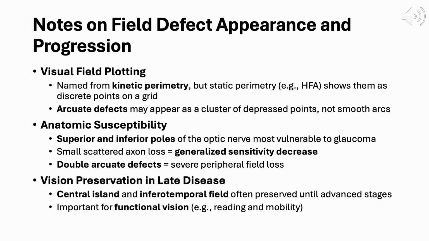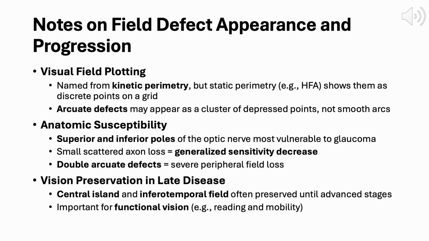This next slide highlights key points about how visual field defects are plotted, which anatomical regions are most susceptible, and how vision tends to be preserved even in later stages of the disease. When we talk about visual field defects in glaucoma, it's helpful to remember that the names, like arcuate or nasal step, originally come from kinetic perimetry. But most testing today is done with static perimetry, like the Humphrey Field Analyzer, which plots sensitivity at discrete points on a grid. This means that arcuate defects don't look like smooth arcs on a printout. Instead, they appear as clusters of depressed points, something we have to interpret visually.